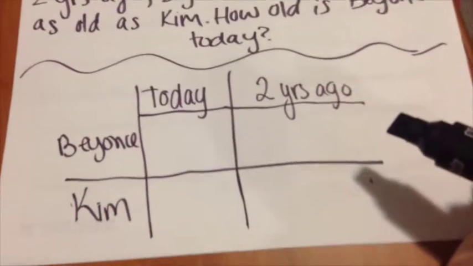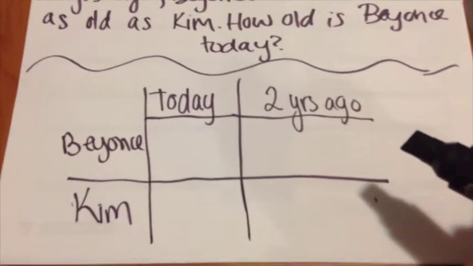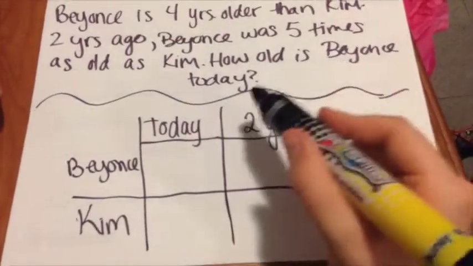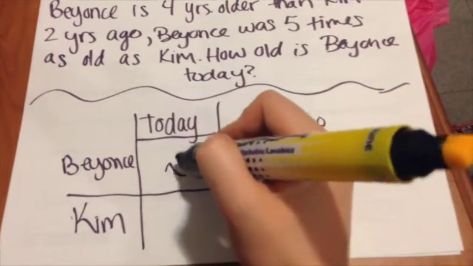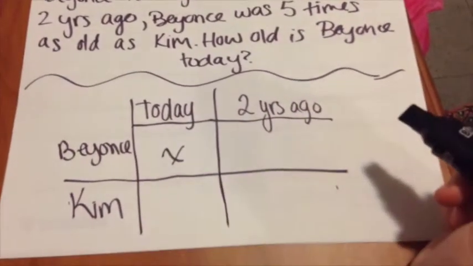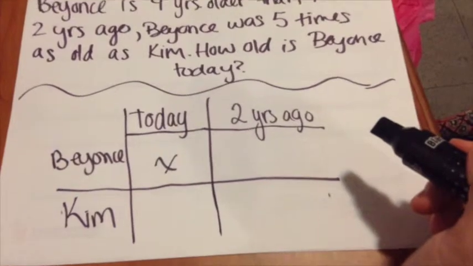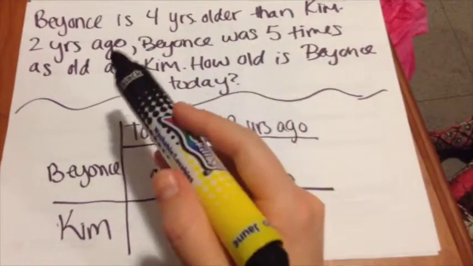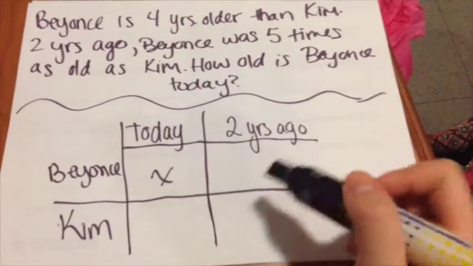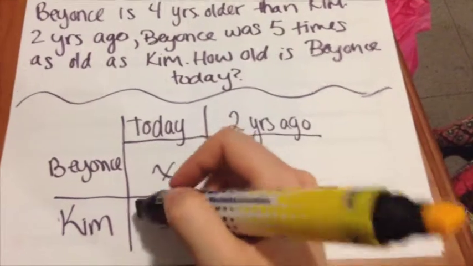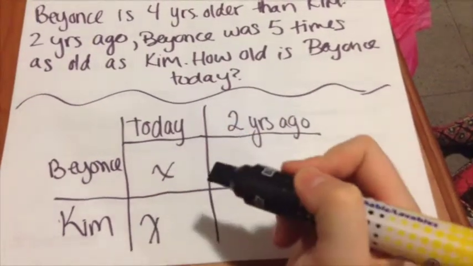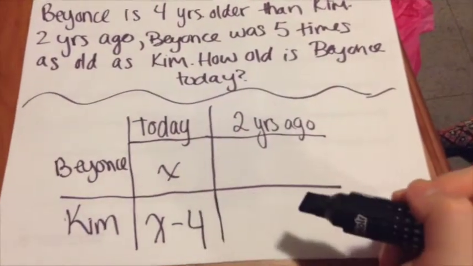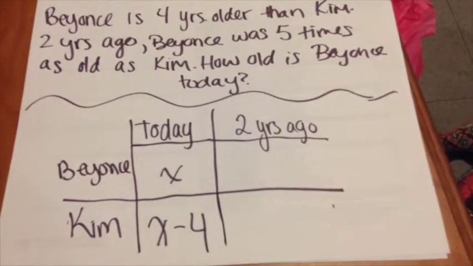And now we know that we have to make an algebraic expression for these. So today, Beyonce, we want to find out how old she is, so that's what we're going to look for, and let's just call that X. So Beyonce's age is going to be X. It says in the very beginning that Beyonce is 4 years older than Kim. So today Kim's age is going to be Beyonce's age, X, minus 4, because Kim is 4 years younger, like a younger sister.